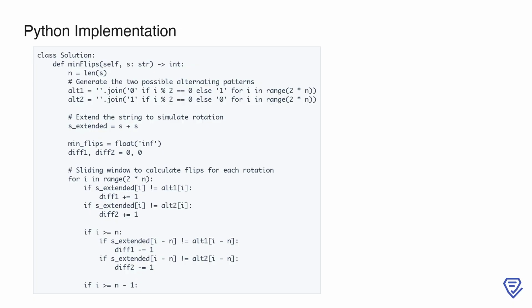The for loop begins, iterating through each character in the extended string up to 2*n. Within the loop, we compare the current character of s_extended to the corresponding characters in alt1 and alt2. If there's a mismatch, the respective difference counter is incremented. This effectively tracks how many flips are needed to align the current window with each pattern.